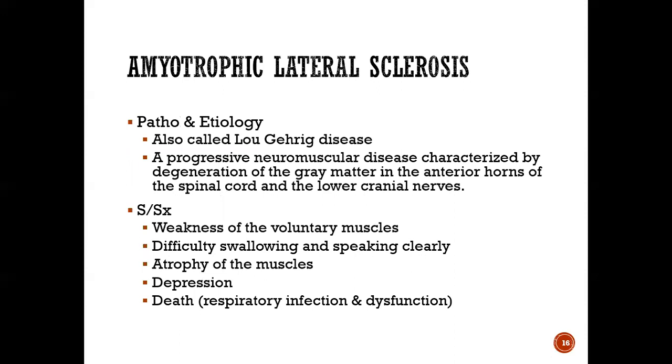ALS, or amyotrophic lateral sclerosis. This is also called Lou Gehrig's disease. It's a progressive neuromuscular disease that's characterized by the degeneration of the gray matter in the anterior horns of the spinal cord and the lower cranial nerves. These patients are going to be weak, and especially in all the muscles that they can move on their own. They may have difficulty swallowing and speaking clearly. Because they're not moving their muscles, they will have atrophy of the muscles. Depression is definitely linked to this disease. That is a fatal disease. It is terminal, and death due to respiratory infection or dysfunction is the ultimate result of ALS.